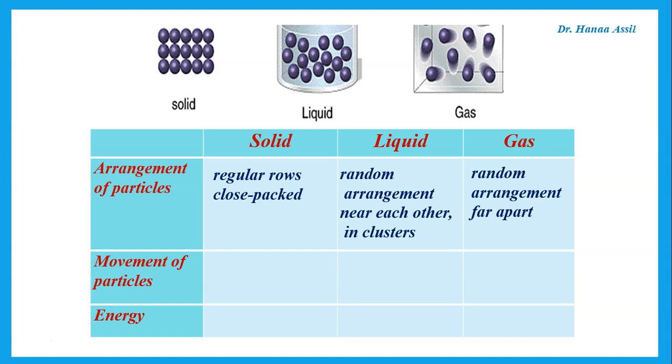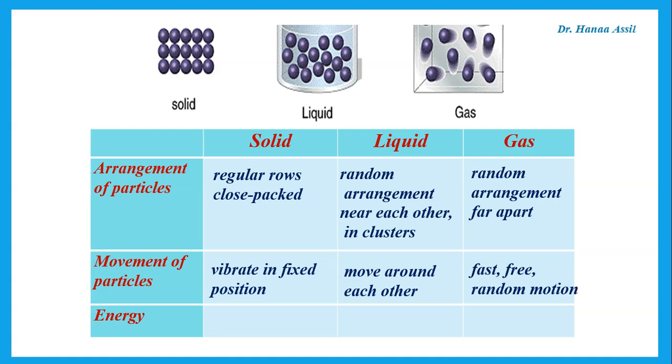If we're talking about movement, and please pay attention, is the question asking about arrangement or movement? So when the question asks about arrangement, do not talk about movement. But when we're asked about movement of the particles, in a solid, they vibrate in fixed position. In liquids, they move around each other, so we call that also a random movement. Gases, fast, free, random motion.